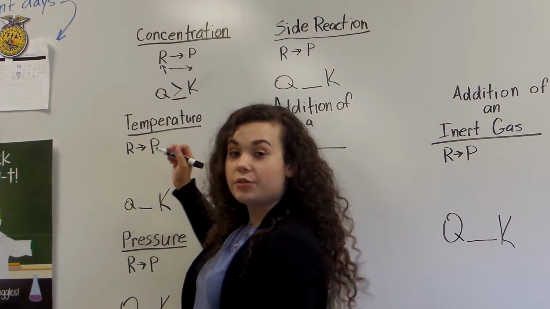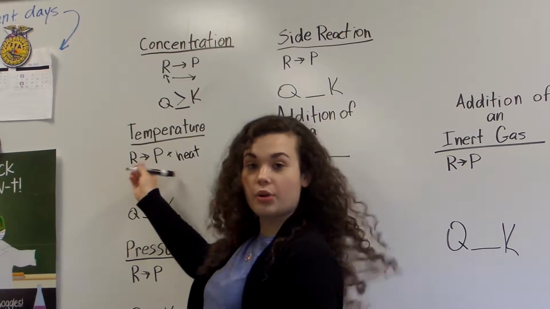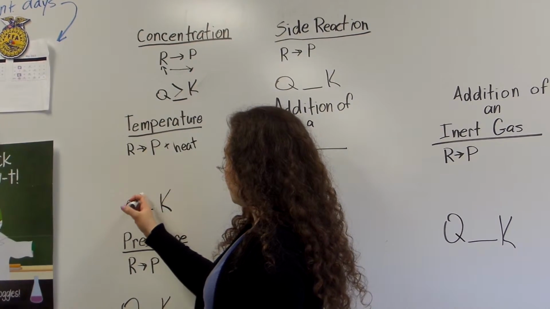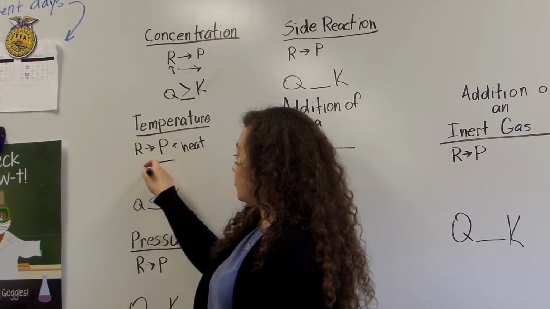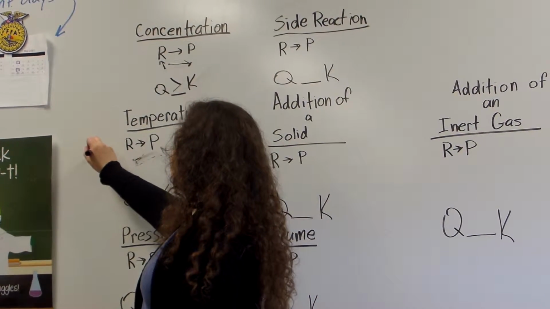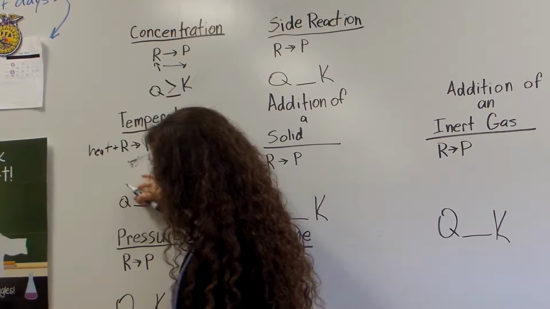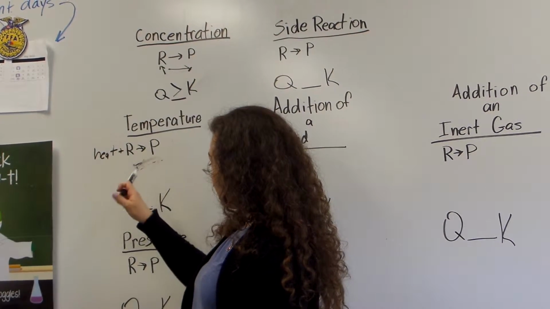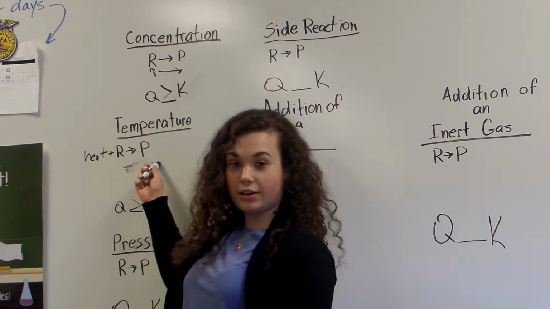For temperature, if the reaction is exothermic, heat is treated as a product. So if the temperature is increased, that means that Q would be less than K because the reaction would become reactant favored. If it's endothermic, that means that heat is treated as a reactant. So if the temperature was increased there, then Q would be greater than K because it would be product favored.